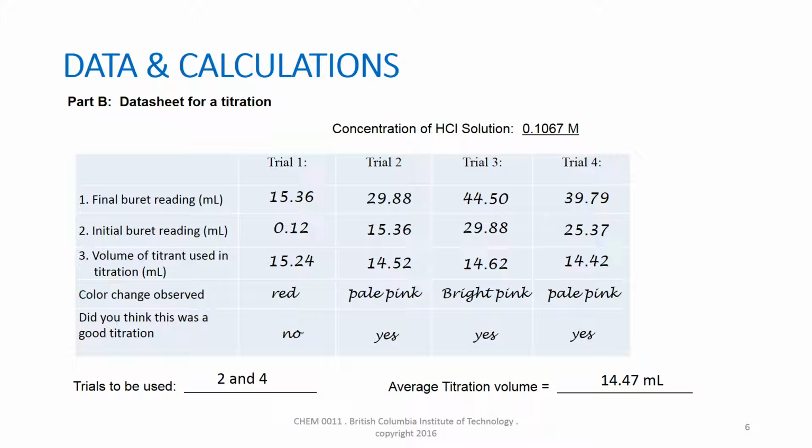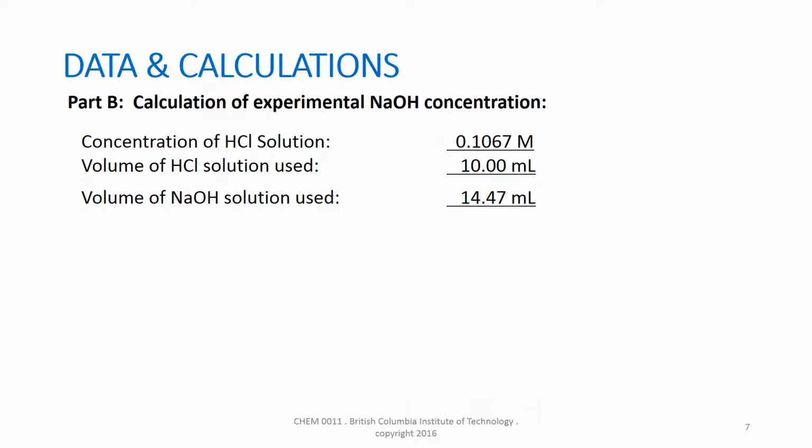Using this average titration volume, the percent error of the NaOH concentration can be calculated in the following slides. From slide 6, the concentration of HCl used in the titration is 0.1067 molar. From slide 3, the volume of HCl used in the titration is 10.00 milliliters. From slide 6, the experimental volume of NaOH is 14.47 milliliters.